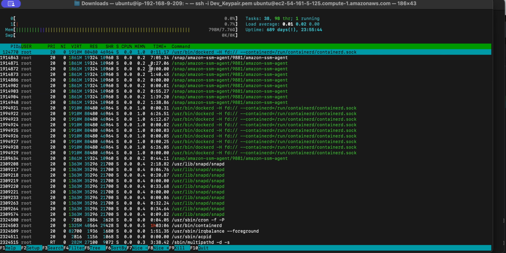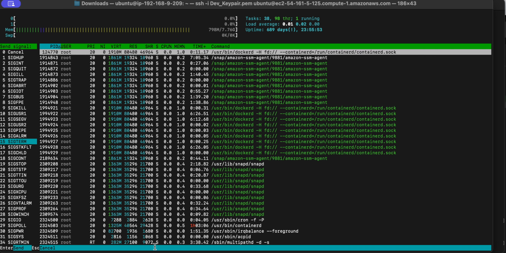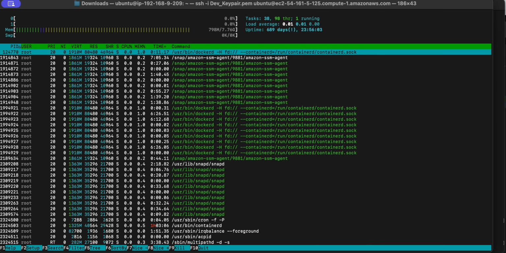If you want to kill some process, you can go to that process and press F9. F9 will kill that process. If you want to change the priority, you can use F7 and F8, or we can give it in the command from there. If you want to increase the nice value, use nice plus; to decrease it, nice minus. So you can run it from here. F10 is for quit. If you want to search for some process, press F3.